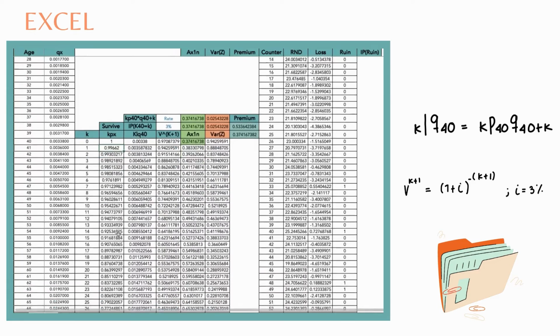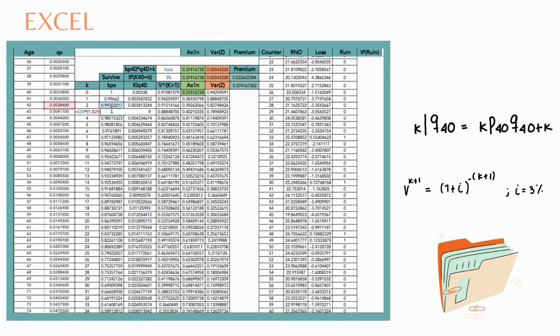Thus, we need to accumulate the following probabilities. Here in the video you can see how.